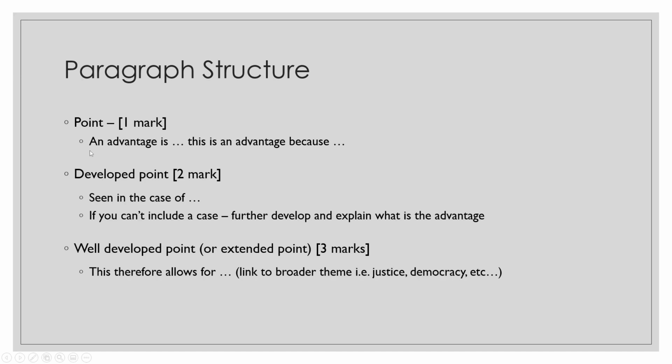To get a point, in this case, you just need to explain the advantage and the disadvantages of the literal rule. To get a developed point, you can either use a case, but if you can't include a case, you can further develop and explain what is the advantage. So further develop and explain the point. And then to get a well-developed point, you need to link your advantage to a broader theme like justice or democracy. This will enable you to reach the level 4 band.